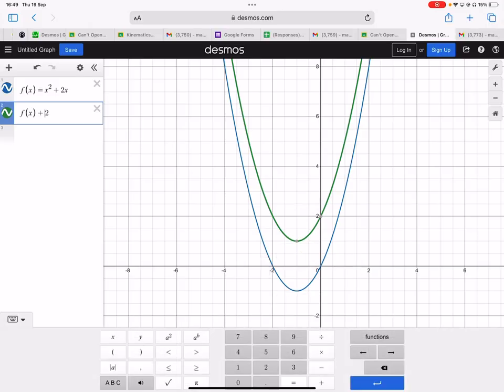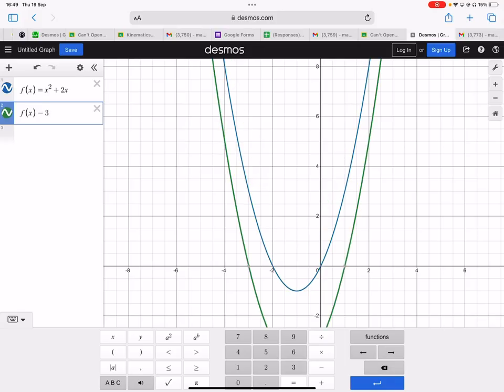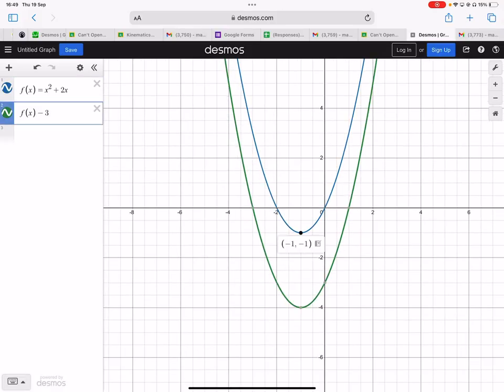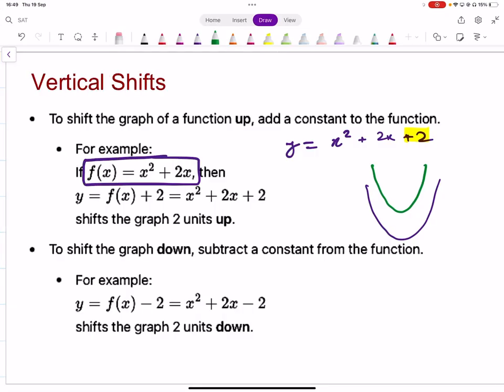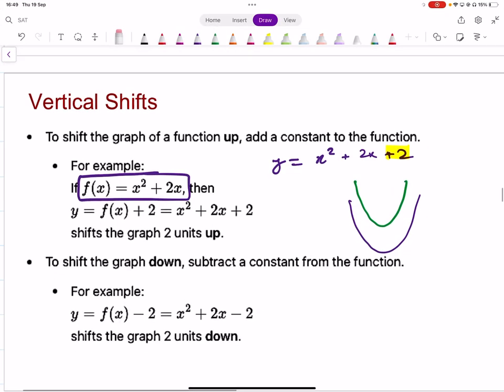Similarly, if you subtract something, if you do, for instance, f of x minus 3, the graph moves 3 units down. Is that okay? So if we add something to a function, it moves that many units upwards. If we subtract something, it moves that many units downwards. Is that okay? That's a vertical transformation. This is what happens in vertical transformation.